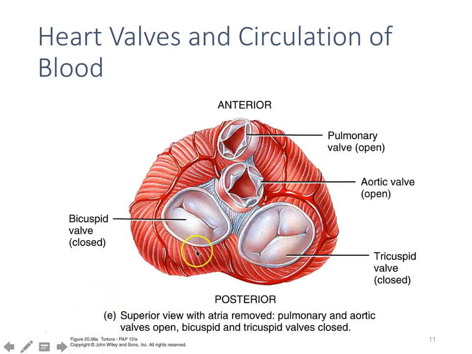And here's just another image. This is a superior view, and you can see they removed the atria. What you're seeing here is that the pulmonary valves and the aortic semilunar valves are open. So basically the ventricles at this point are contracting. And when the ventricles are contracting, these are open and these are closed, preventing that spilling back into the atria. And they kind of alternate on and off.